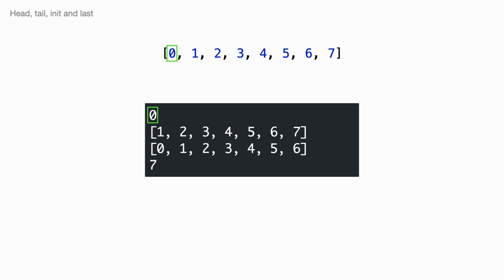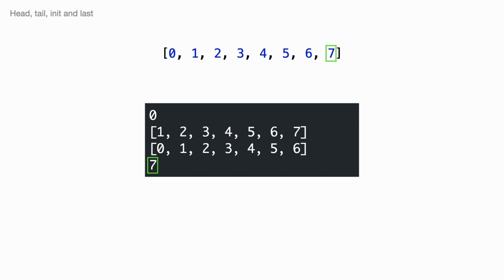The first operation returned the first element as a single value. The second operation returned a list with all elements except the first one. The third operation returned a list with all elements except the last one. The last operation returned the last element as a single value. These 4 operations are very common when working with lists.